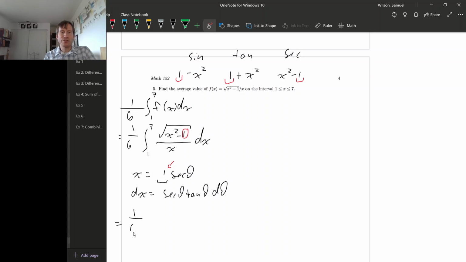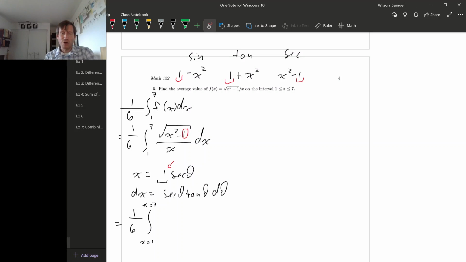So 1 over 6 times the integral of. With these bounds, I don't think it's going to be very informative to try to translate these bounds to theta values. It would just get messy. It'd involve some inverse secant business. So let's just leave these as x bounds. At the end, when we need to plug these bounds in, we'll need to convert the function back to the variable x before we can plug in these x bounds.